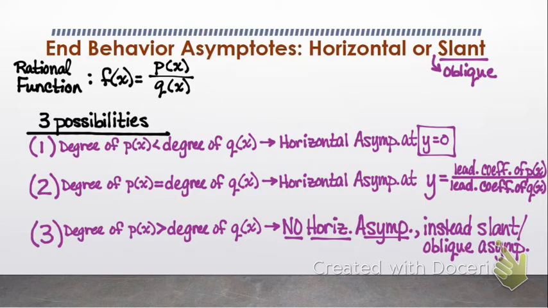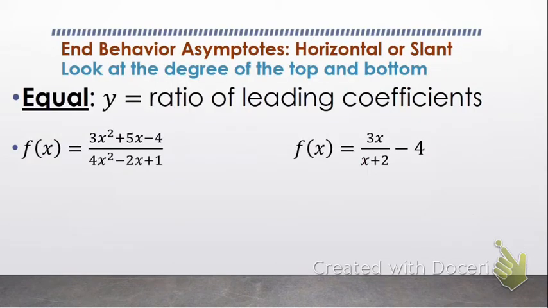Degree of p of x is smaller, so degree of numerator smaller than denominator, y is 0 for a horizontal. Degree is the same, we're going to divide the leading coefficients. Degree of numerator is bigger, then we're going to have a slant or an oblique asymptote. Let's practice this a little bit. All right, so first we're going to look at when they have the same degree. Then we're going to have the ratio of the leading coefficients here. So both of these are highest power x squared. And so my horizontal asymptote is going to be at y equals 3/4.